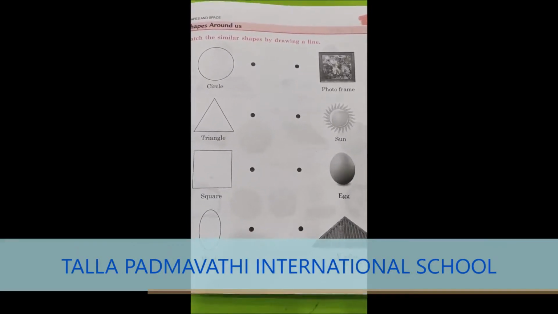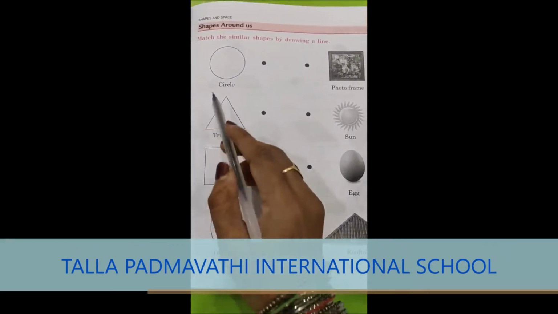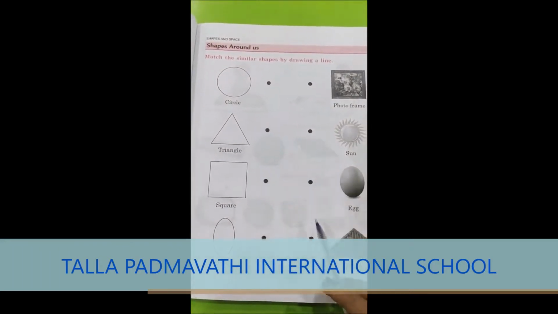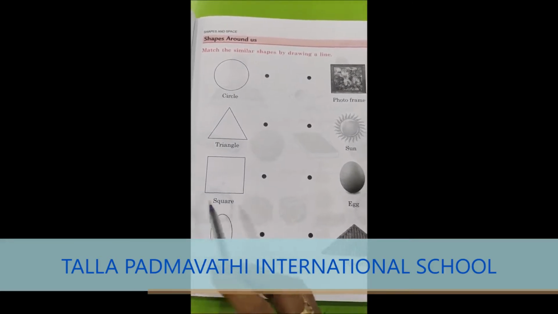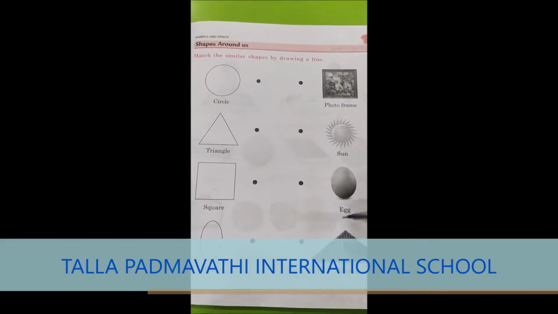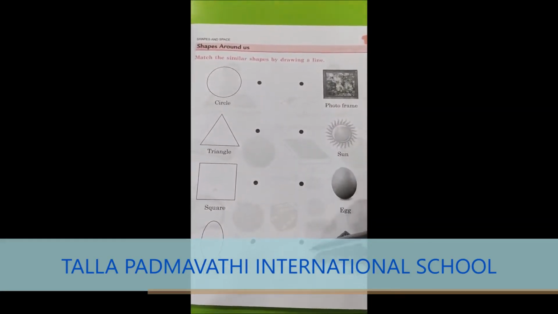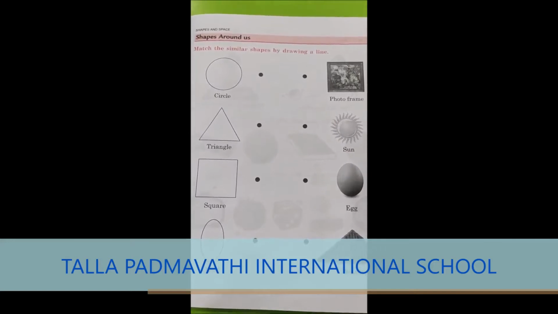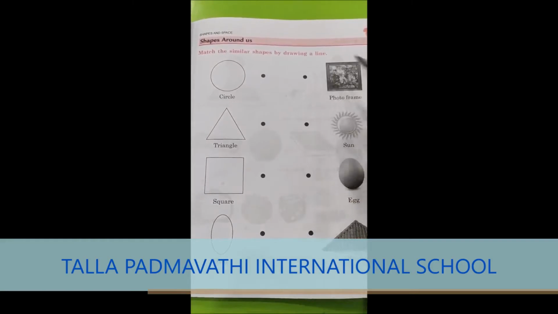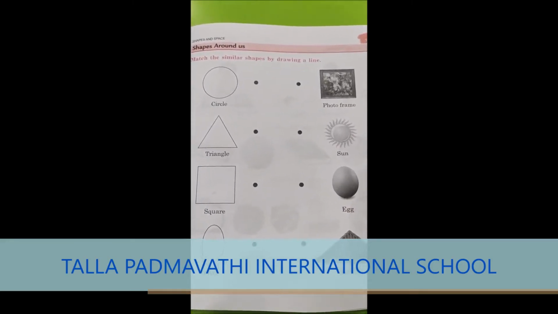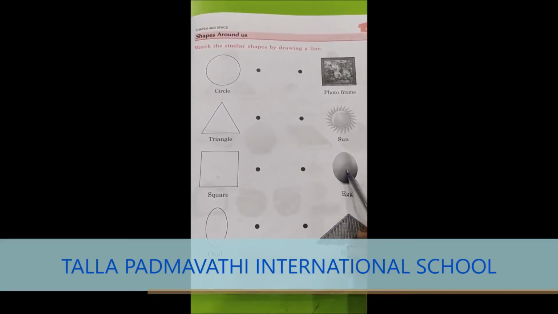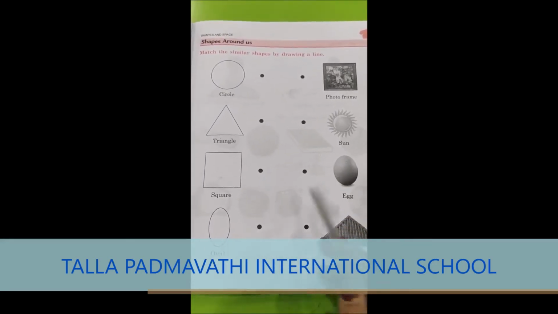Let us do a textbook exercise here. The shape of the circle resembles the sun. Can you tell me which shape resembles a triangle? Yes, the rooftop. Can you tell me which shape resembles a square? Yes, the shape of the photo frame resembles a square. Now can you tell me what is the shape of egg? Yes, it is oval.